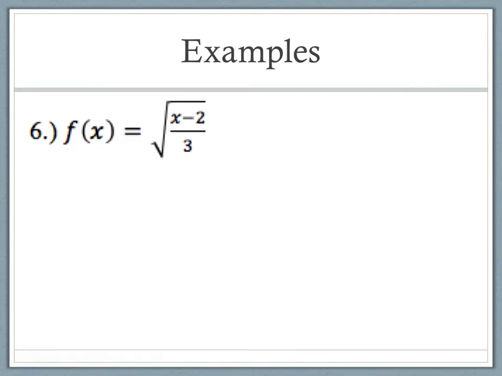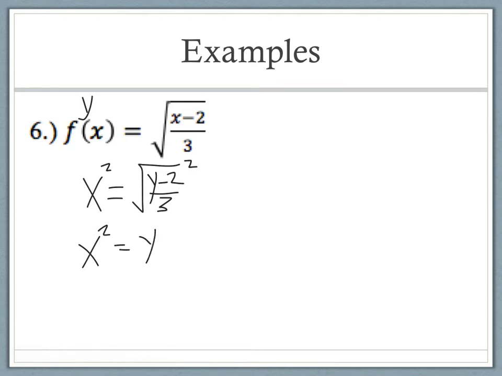All right, let's go ahead and do this last one. So remember, this is just kind of like a y, so we're going to switch our x and our y. So I'm going to have x equals the square root of y minus 2 over 3. So I need to get rid of that square root, so I'm going to square both sides. So I have x squared equals y minus 2 over 3.